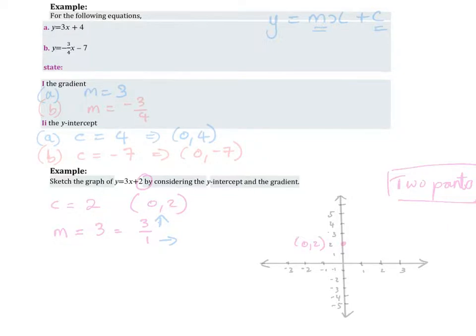So this tells me that from this point (0, 2), I'm going to go up 3 places. 1, 2, 3. And I have to go across 1 place. And that's where my next point is. What is that coordinate? Well, it's when x is equal to 1 and y is equal to 5. And of course the last step there is to draw my line through my 2 points. So that is the line y = 3x + 2. So using the y-intercept and the gradient to sketch my straight line.